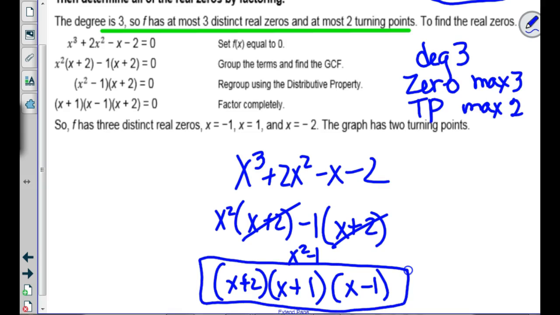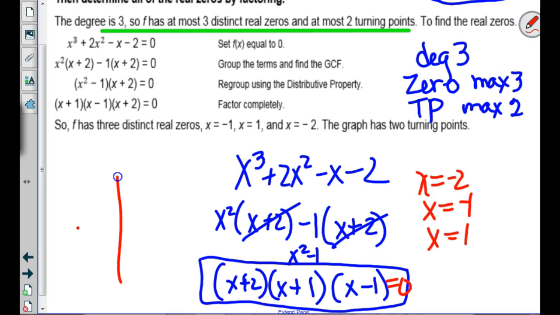Now can you predict where the zeros are at? If we set this equal to 0, we'd have a 0 at x equals -2, -1, and +1. If you graph it, it's going to cross at -2, -1, and +1. Can you tell me which direction? If I start on the left, is it starting down or up?